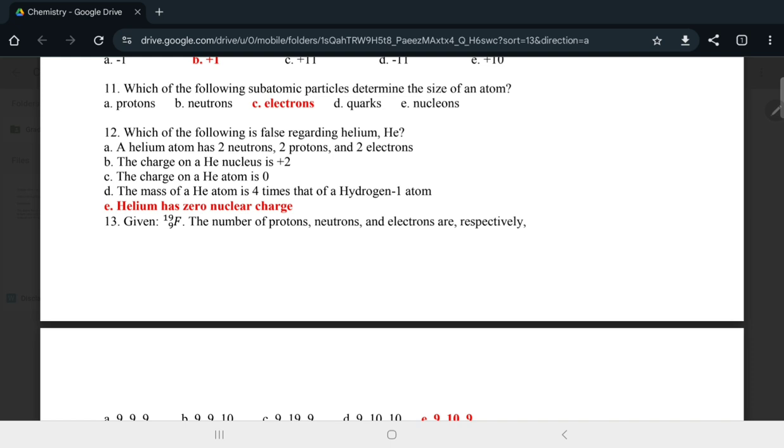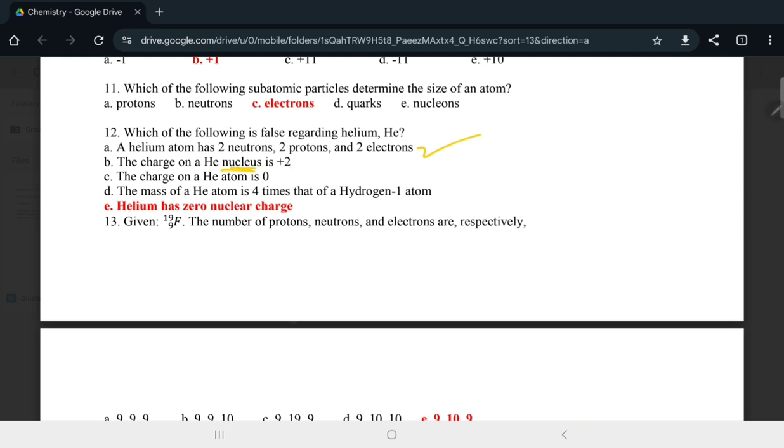Which of the following is false regarding helium? Okay, helium has 2 neutrons, 2 protons, and 2 electrons. It's true. Open the periodic table, you will notice that helium has 2 protons, therefore making it have 2 electrons, neutral, and 2 neutrons. The charge on a helium nucleus is positive 2.